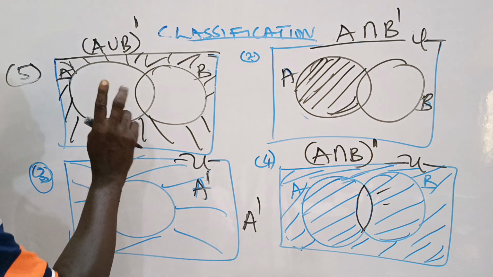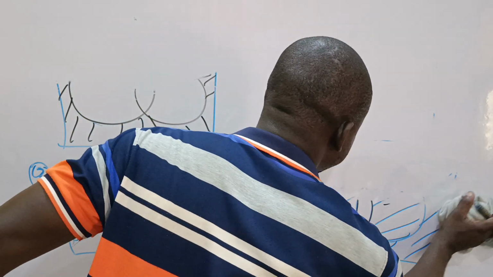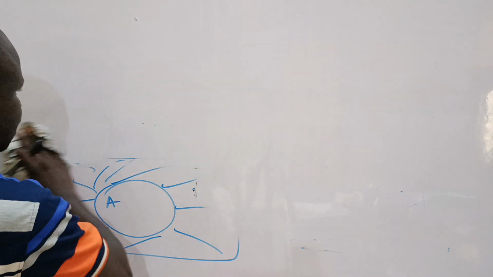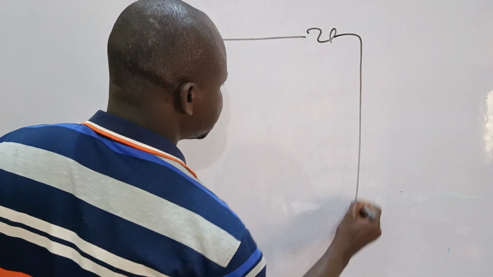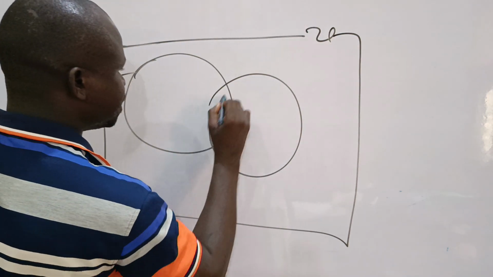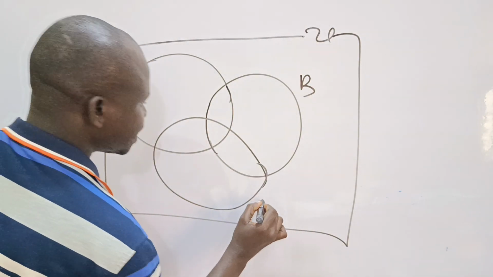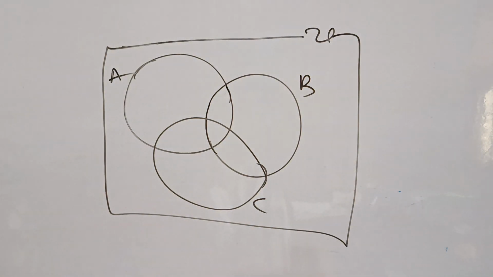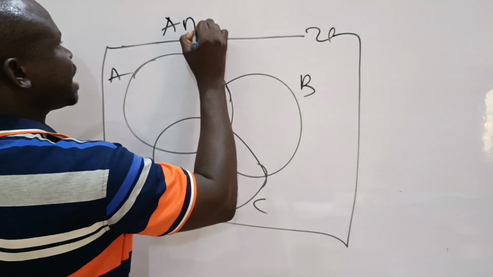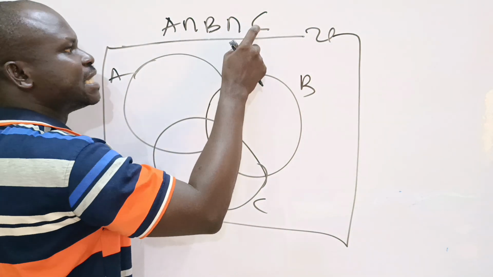In this example, we only have two sets, A and B, but we can also have more than two. We can have up to three sets, A, B, and C. Let me just give one example on that. If this is the universal set, and there are three sets, this is A, this is B, and this is C. So how do we represent A intersection B intersection C? It simply means the elements that are common to the three of them.